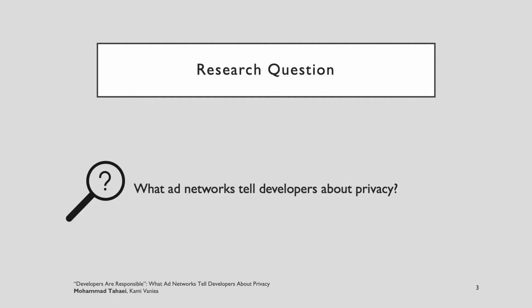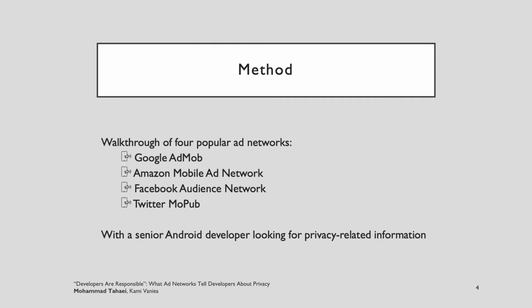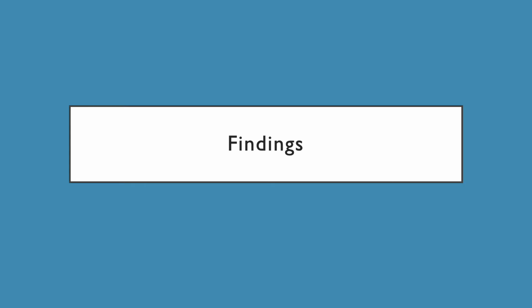Our research is driven by one research question: what do ad networks tell developers about privacy? We did a walkthrough of 4 popular ad networks with a senior Android developer looking for privacy-related information. We find that ad networks, intentionally or unintentionally, use dark patterns to interfere with developers' decision-making.